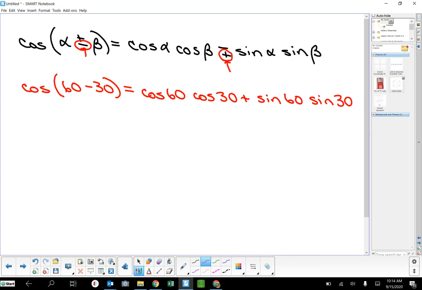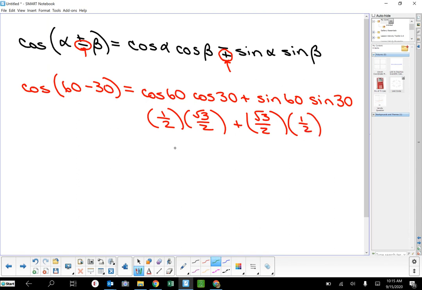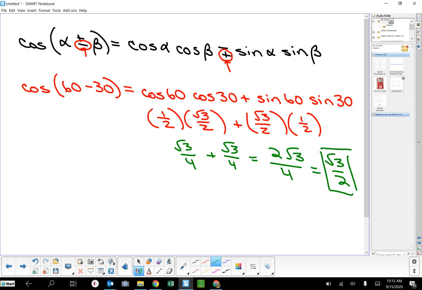And you're going to see a lot of these are going to be really similar. So cosine of 60 is a half. Cosine of 30 is rad 3 over 2. Sine of 60 is rad 3 over 2, and sine of 30 is a half, so this ends up being rad 3 over 4 plus rad 3 over 4, which is 2 radical 3 over 4, and the 2 will cancel into the 4 and give you rad 3 over 2. And that would be the answer to that guy.